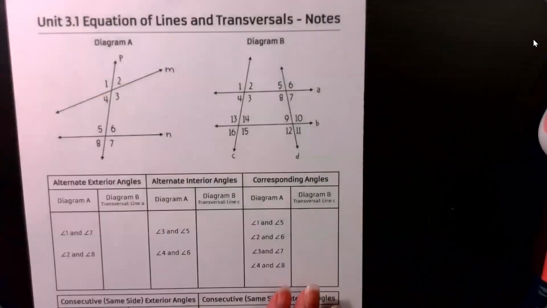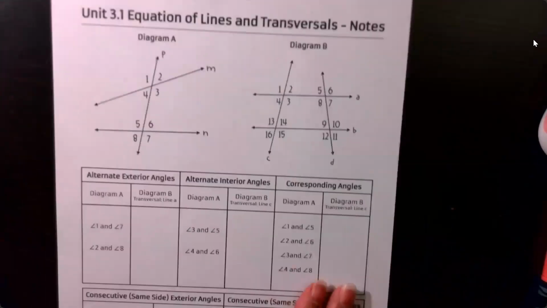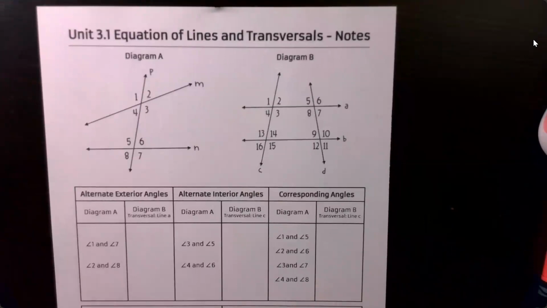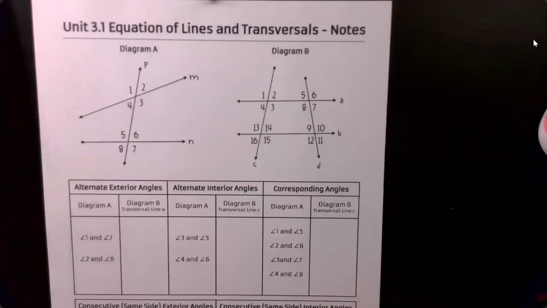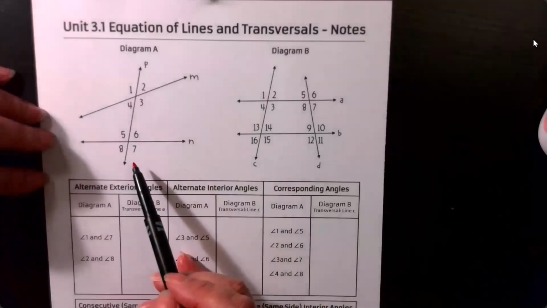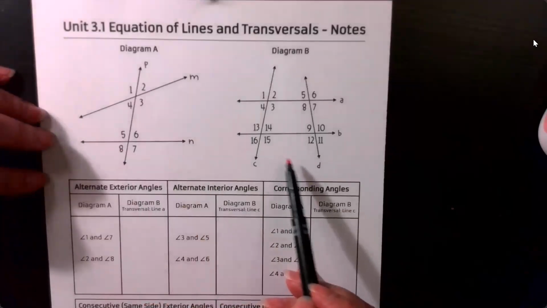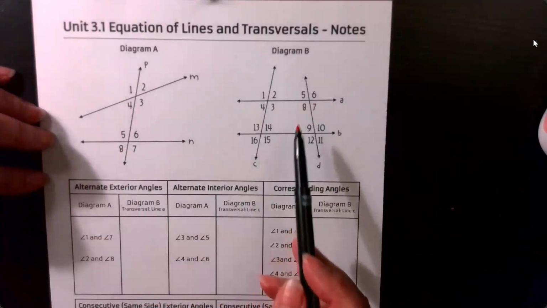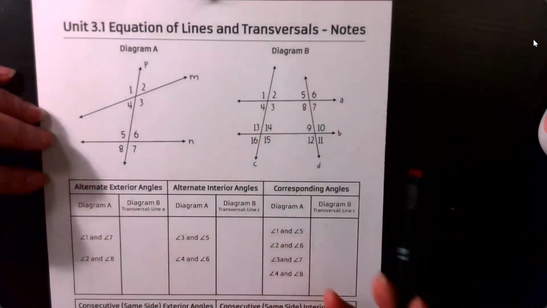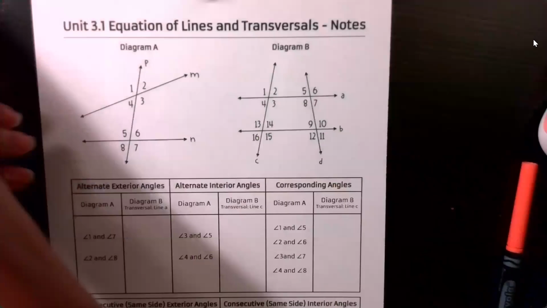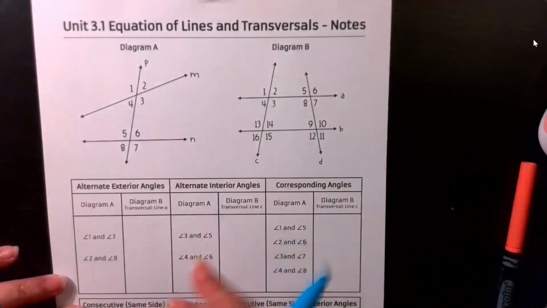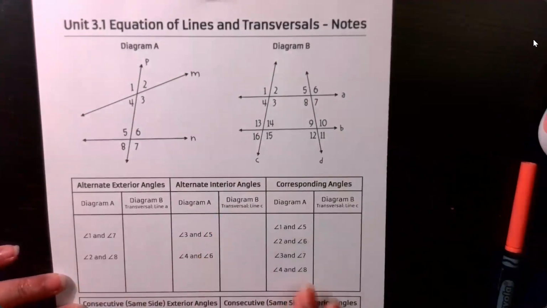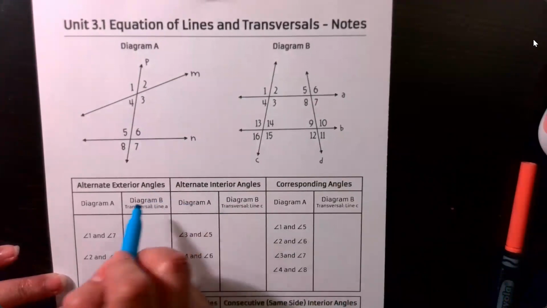Now we're going to move over to this page here. This is page 3. And we have 2 diagrams. This one is very similar to what was on the other page. And this is just a set of 2 lines and 2 transversals. So the key is going to be looking at what transversal we're referring to. The pairs of angles are already given to you for diagram A. So we're just going to walk through diagram B.